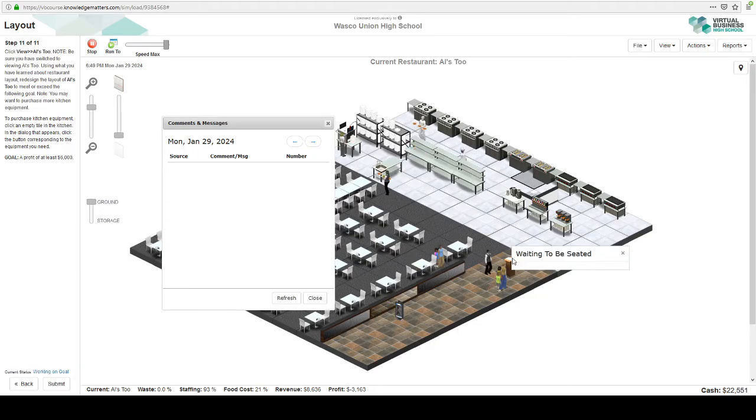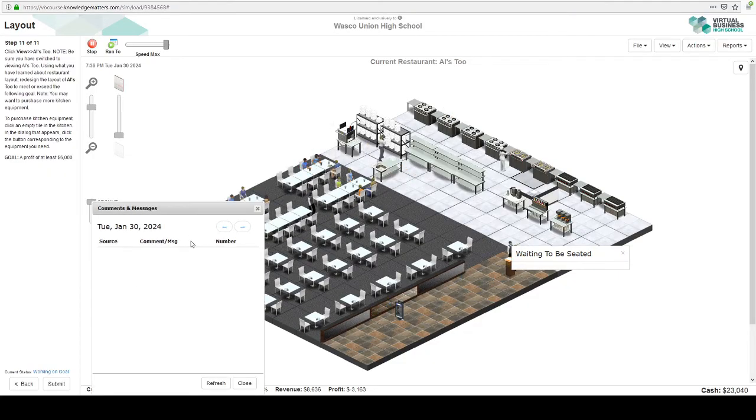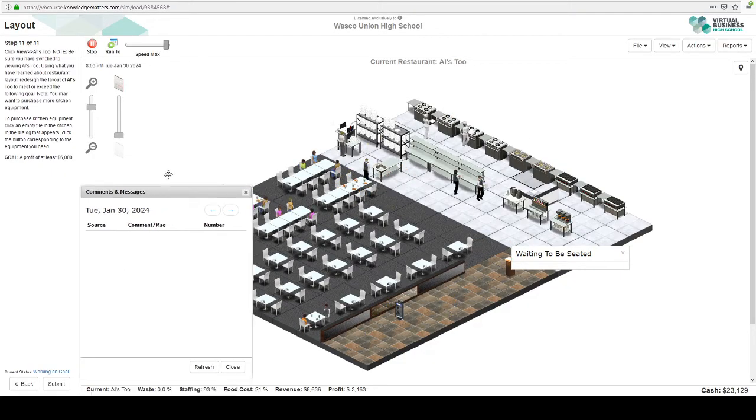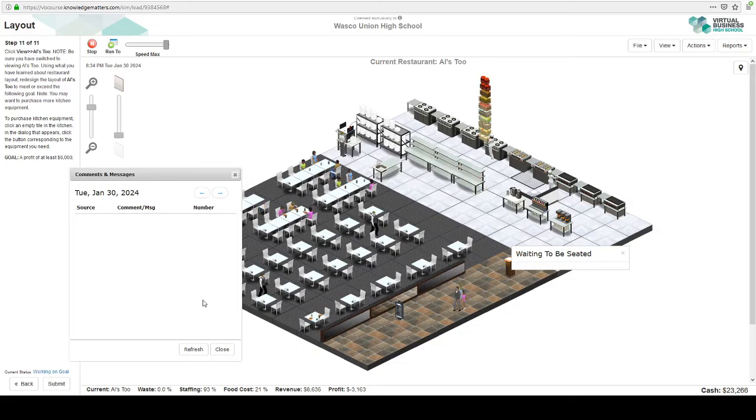Let's take a look here and see if there's any groups that are waiting to be seated. So far nothing, but it always had us look at 5:30, so I wonder if that's the time that we open. Okay, we're on Tuesday. I think everything's going well in the kitchen. That was pretty easy to fix, huh?